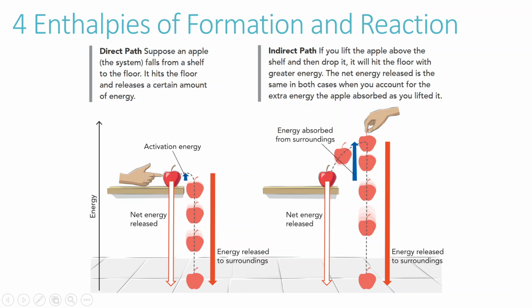So here I have an apple being dropped from a shelf, and I have the direct path. So suppose an apple, which is the system, falls from a shelf to the floor. It hits the floor and it's going to release a certain amount of energy. Now, if you lift the apple above the shelf and then drop it, it's going to hit the floor with greater energy. But the net energy released is the same in both cases when you account for the extra energy that the apple had to absorb as you lifted it. So my net energy release is the same regardless as to which path I take to drop the apple.